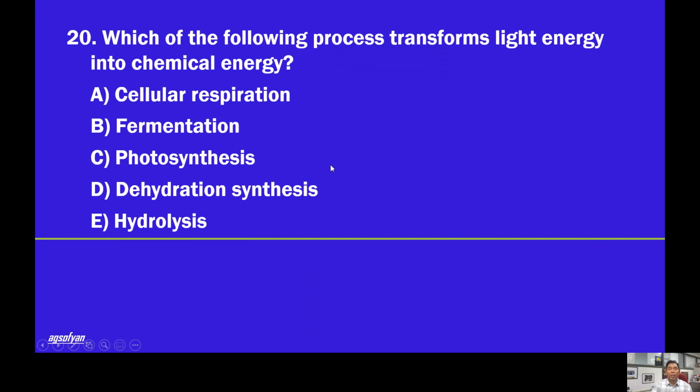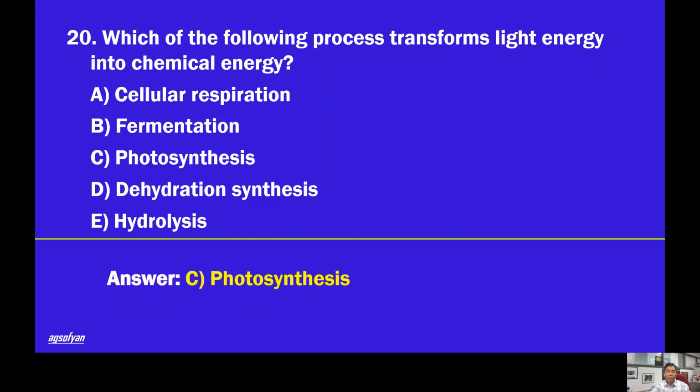Number 20. Which of the following processes transforms light energy into chemical energy? A. Cellular respiration, B. Fermentation, C. Photosynthesis, D. Dehydration synthesis, E. Hydrolysis. Choose your answer.